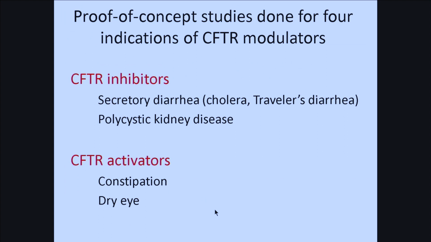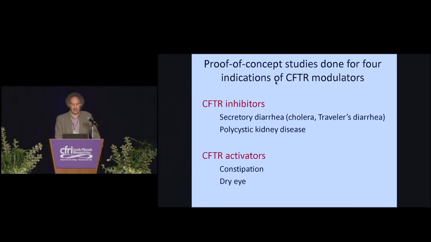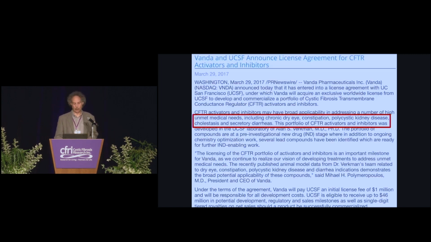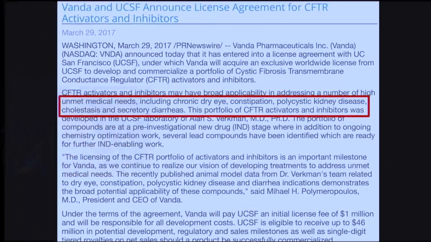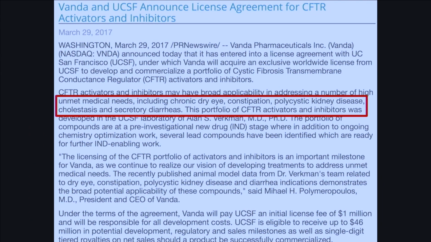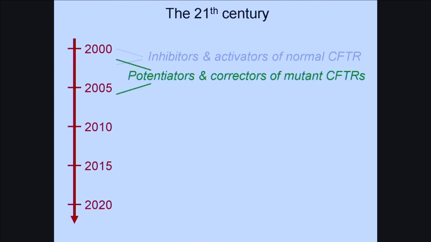What we subsequently did is publish a series of papers showing proof of concept for diarrhea, polycystic kidney disease, constipation, and dry eye. Based on this package of material, including optimized lead candidates for development, we approached a number of companies and ultimately signed a license agreement last year with Vanda Pharmaceuticals in Washington, D.C. to develop our whole portfolio of activators and inhibitors of wild-type CFTR for constipation, diarrhea, dry eye, and PKD. Now let's turn to what's relevant in CF, potentiators and correctors.